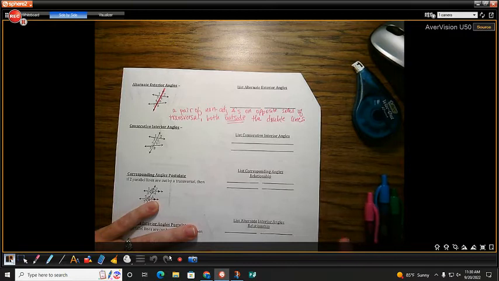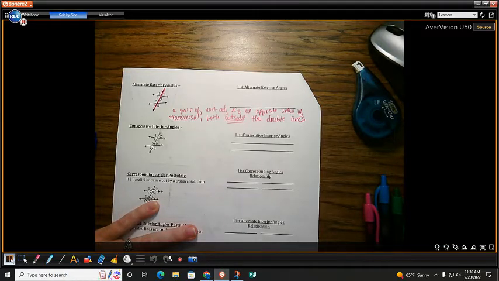Are my double lines parallel? No. How do I know? Because they don't have the arrow marks. Even if they look parallel, if they're not marked as parallel, don't trust them. Unless I tell you, it doesn't count.